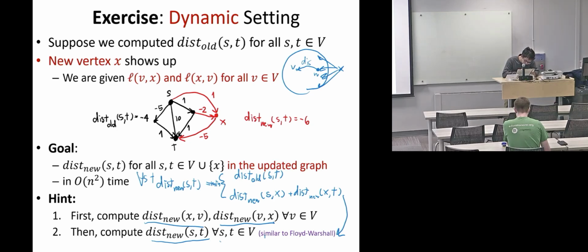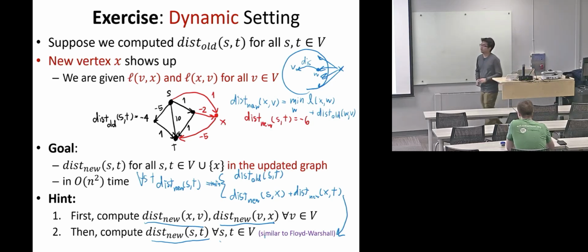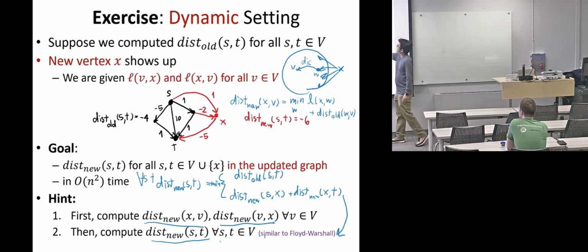So I just write distance new from X to V really is the minimum over all the next nodes W of the length from x to w plus distance old from w to v. Yeah. So that's basically n operations to compute this one. And there are n many numbers.